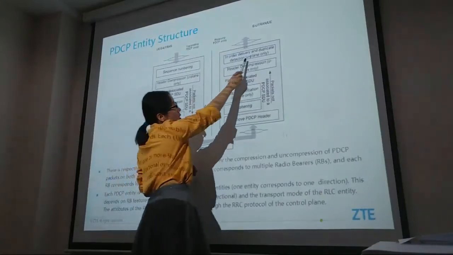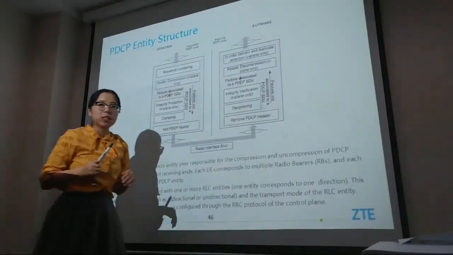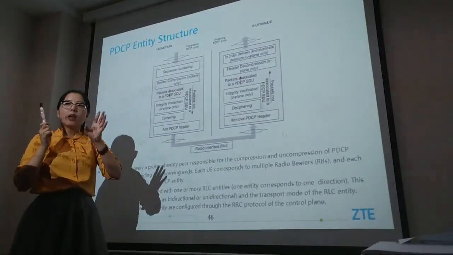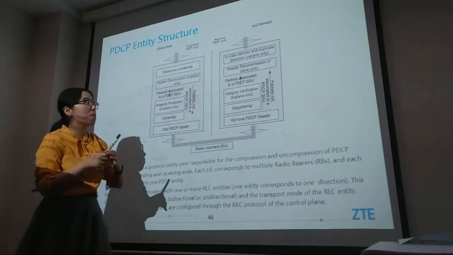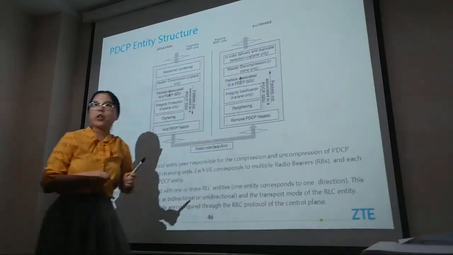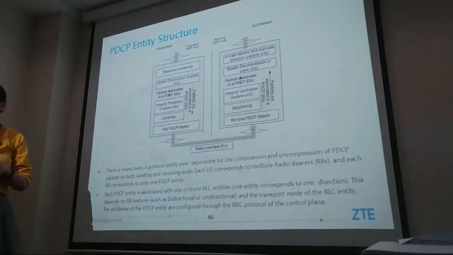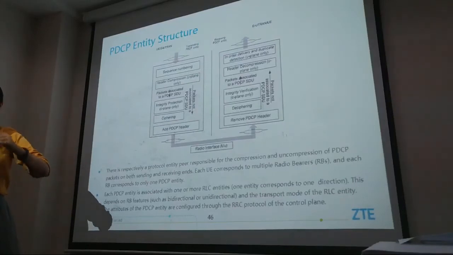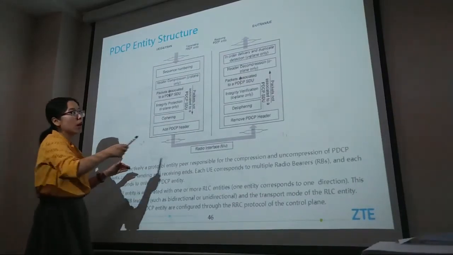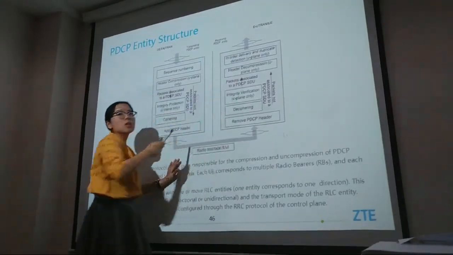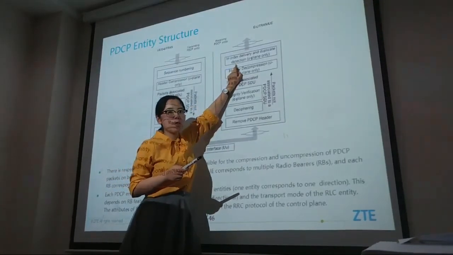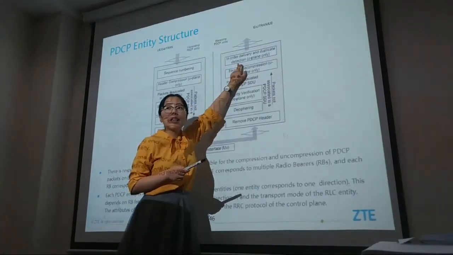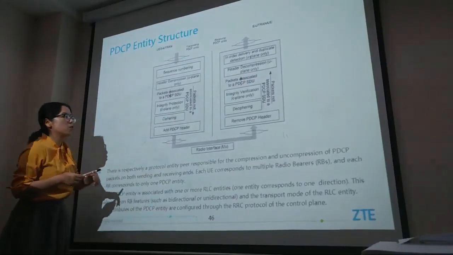Why does it perform duplicate detection? Actually, the HARQ layer, the MAC layer and the RLC layer also perform duplicate detection. But we cannot guarantee all of the layers perform this step exactly, so maybe there is still some duplicate data. So it will detect if there is a duplicate one, and it will discard it. This is for the user plane.